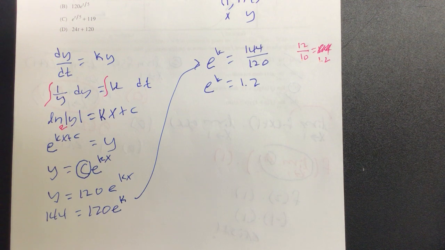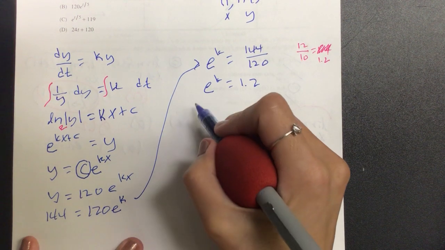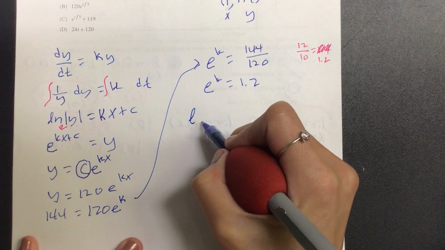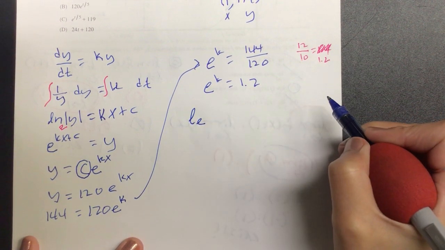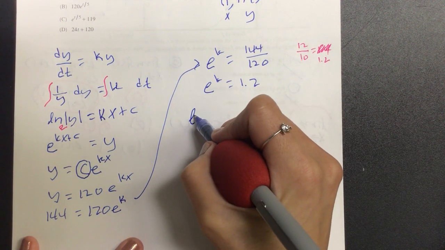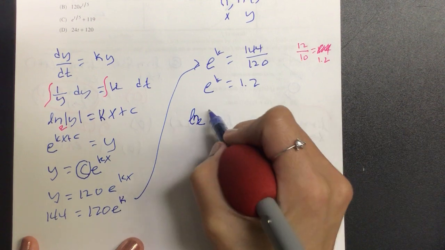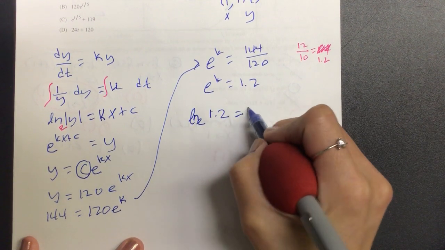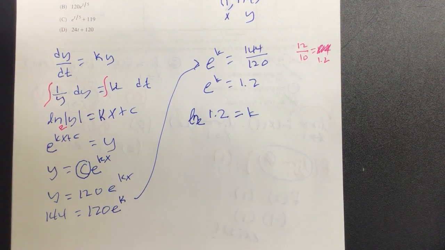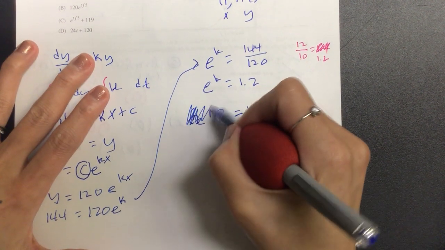And we're going to go even further. Back in precalc, if your variable was on the power, you'd have to do natural log on both sides. Do we all remember that? Okay? So I'm going to do drop and cross. We have natural log of e, of 1.2 is equal to k. Actually, that's not even needed.